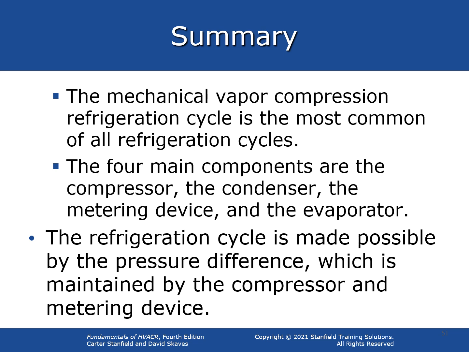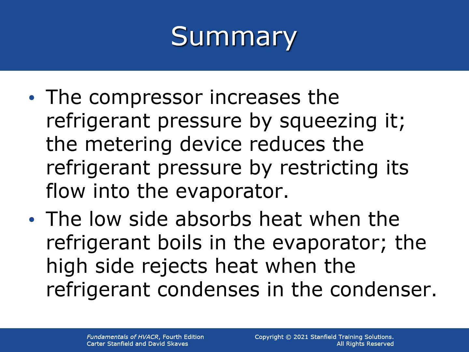The mechanical vapor compression refrigeration cycle is the most common of all refrigeration cycles. The four main components are the compressor, the condenser, the metering device, and the evaporator. The refrigeration cycle is made possible by the pressure difference, which is maintained by the compressor and the metering device. The compressor increases refrigerant pressure by squeezing it. The metering device reduces the refrigerant pressure by restricting its flow into the evaporator. The low side absorbs heat when the refrigerant boils in the evaporator. The high side rejects heat when the refrigerant condenses in the condenser.